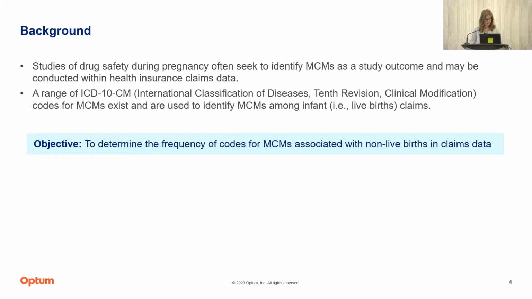So our objective was to determine the frequency of codes for MCMs associated with non-live births in claims data. And that's a potentially important question because if a drug leads to an MCM, which leads to a non-live birth, and you are restricting to a live birth cohort, you have a survivor cohort, and that may bias your results.